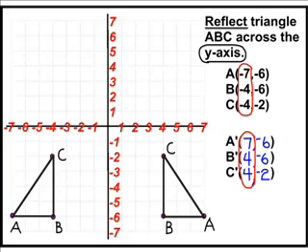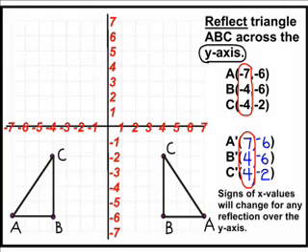That brings us to a rule. Whenever we reflect anything across the y-axis, all of the y values will remain the same, the number as well as the sign. But for the x values, the sign will become opposite of what it was before. So for point A, it was -7, and it turned into +7. B and C were both -4, and we changed those both into +4.